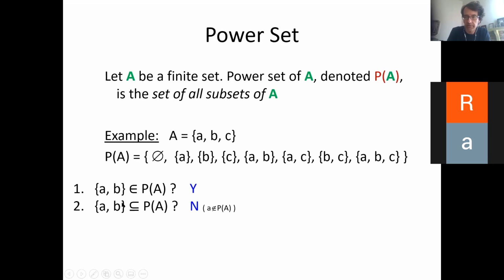B itself is not. Is A an element of the power set? Is A a member of the power set? Again, by the same logic, precisely what we're arguing, no. Is a singleton set whose only element is A a member of the power set? Yes, it's right here.